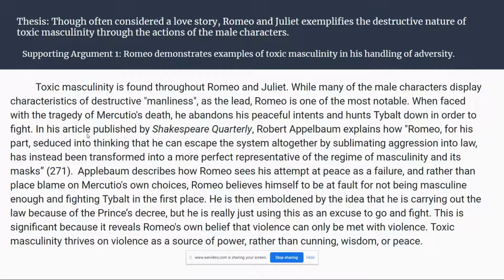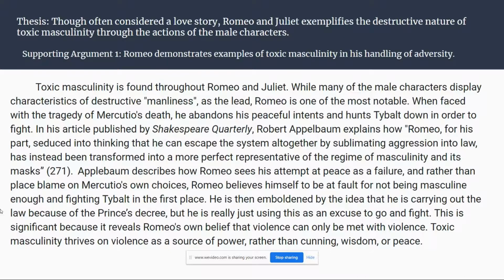"In his article published by Shakespeare Quarterly, Robert Applebaum explains how." Now we have the actual quote. So this is the evidence that I have researched. "Romeo, for his part, seduced into thinking that he can escape the system altogether by subjugating aggression into law, has instead been transformed into a more perfect representation of the regime of masculinity and its masks."